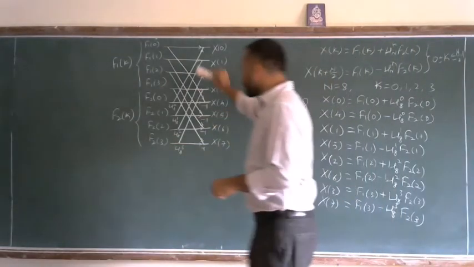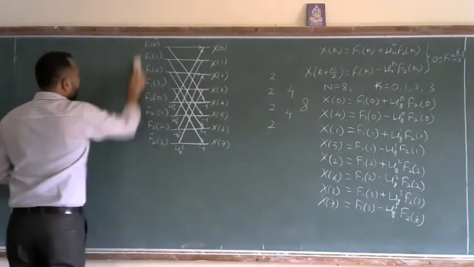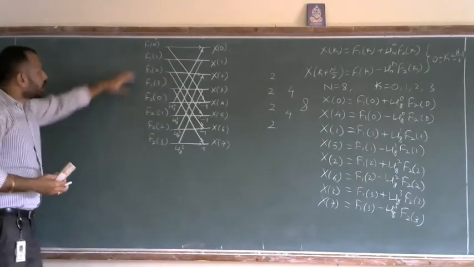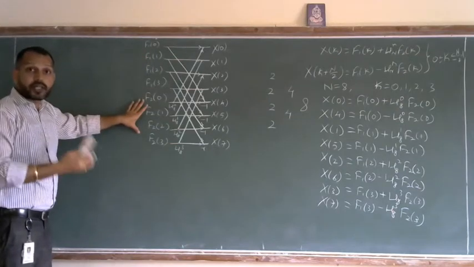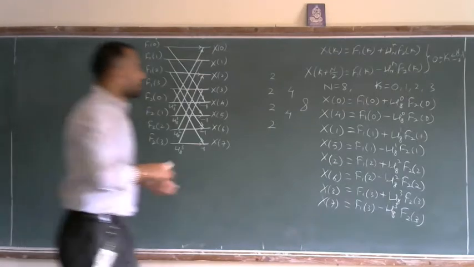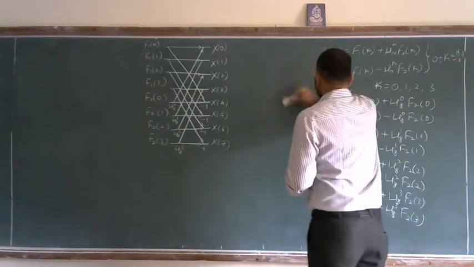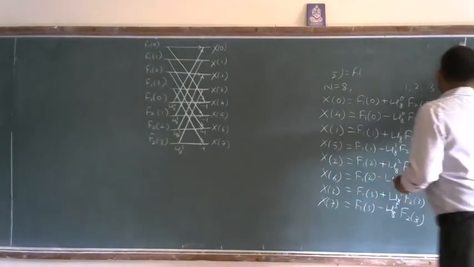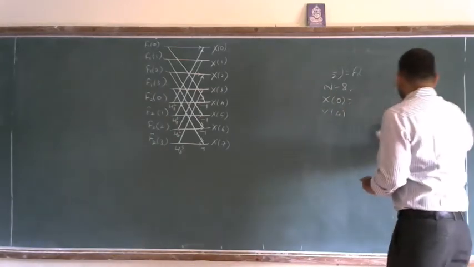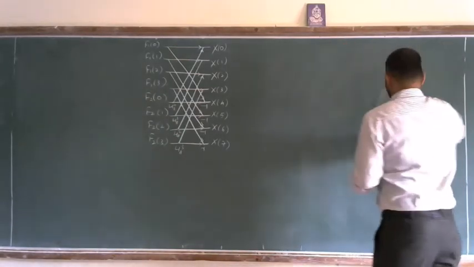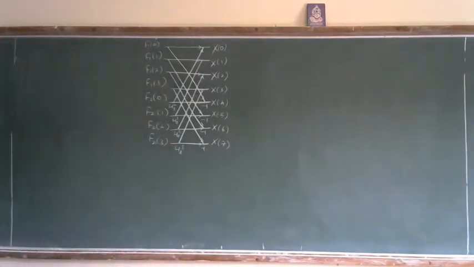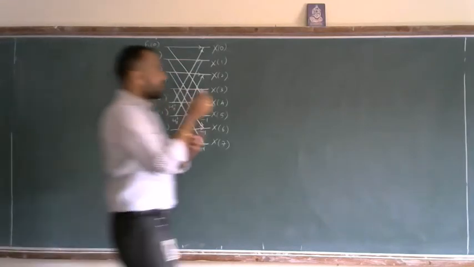Now let's retain this stage. Now, to the previous stage, F1 of k and F2 of k will become the output. Now what will be the input to them? We'll look into that. Now that is the second stage of decimation. Now we'll write the equations for the second stage of decimation.